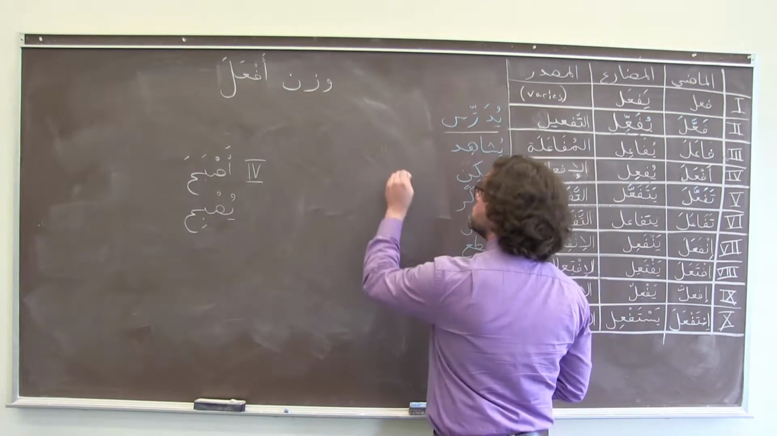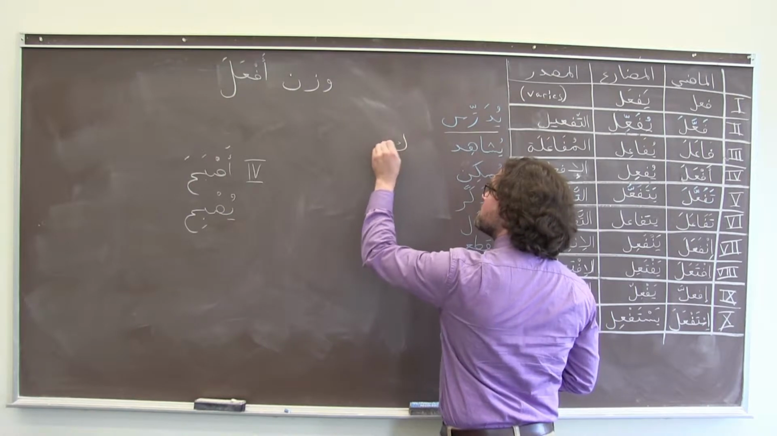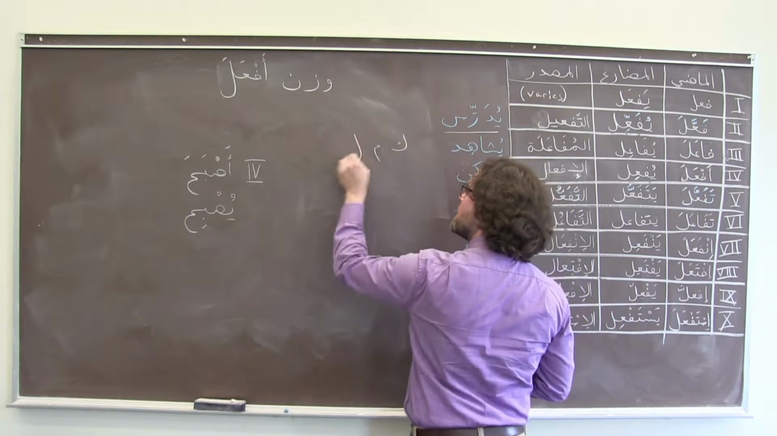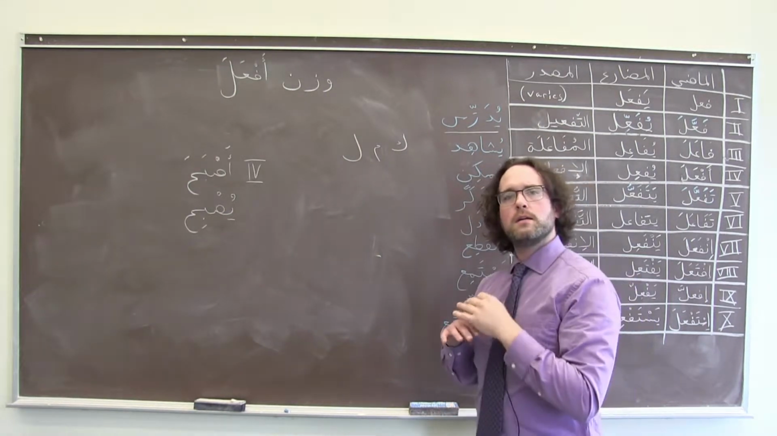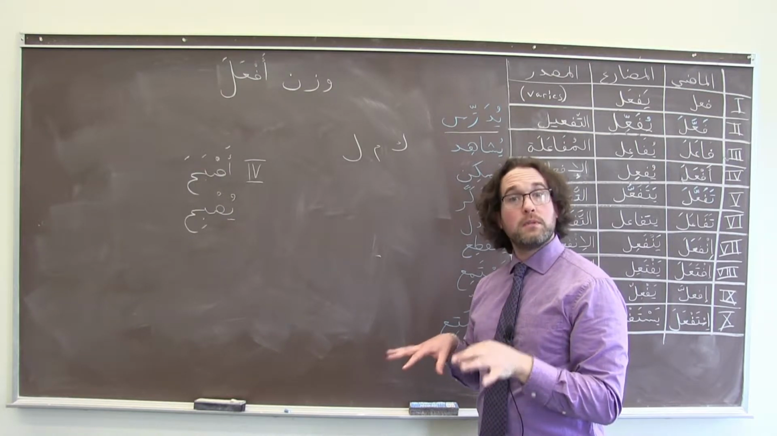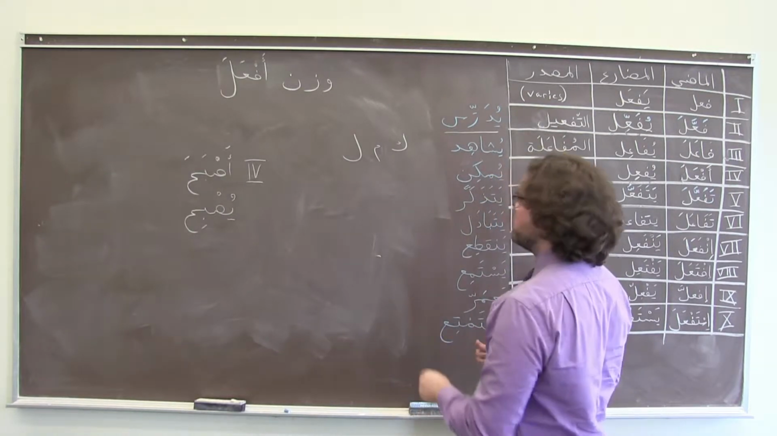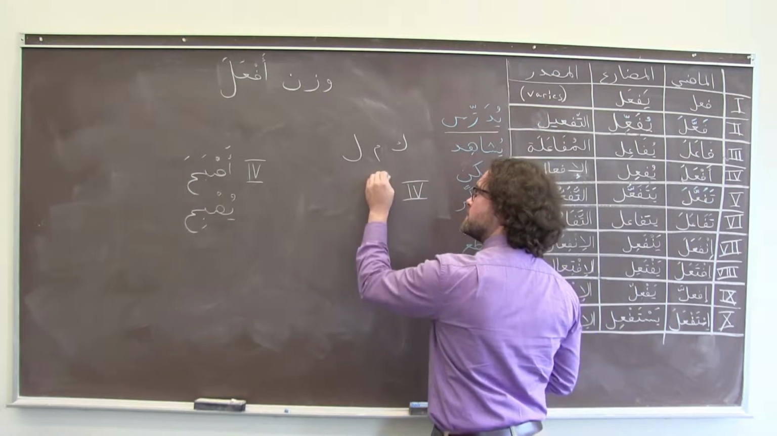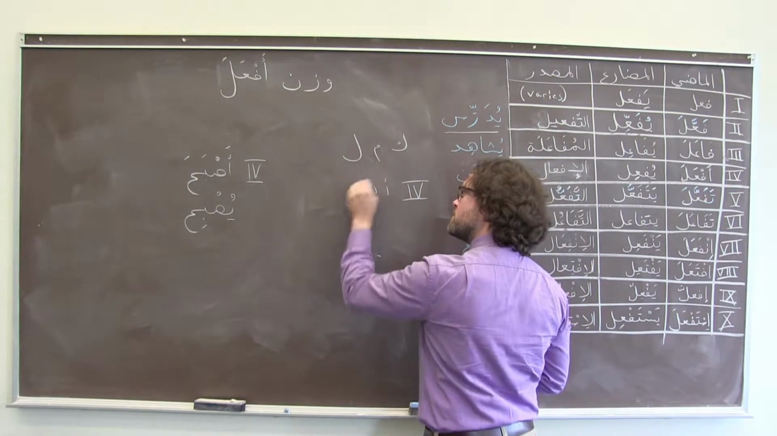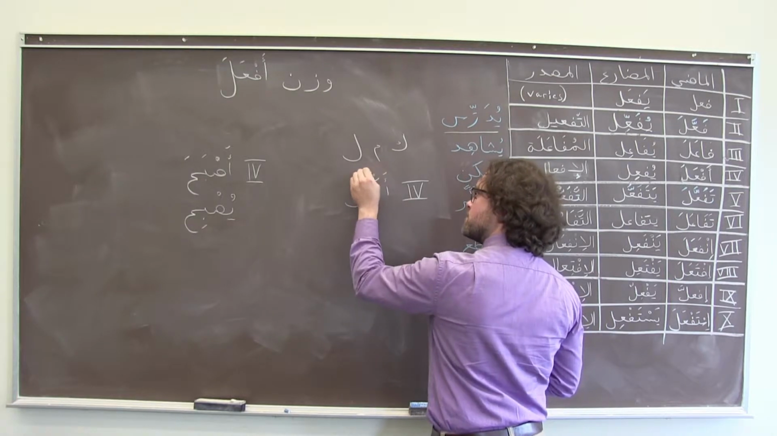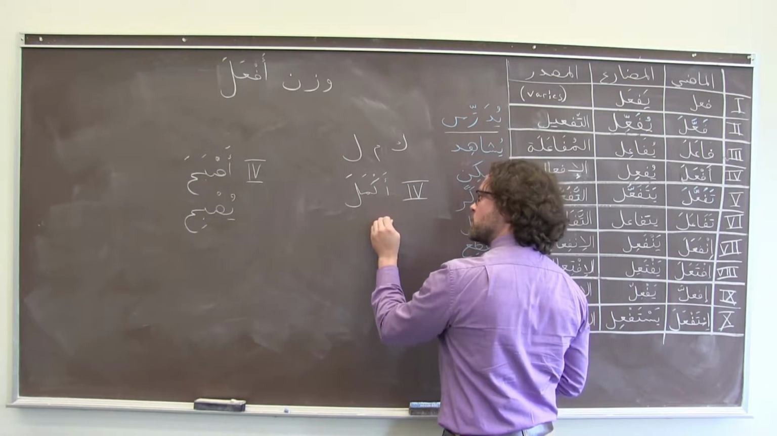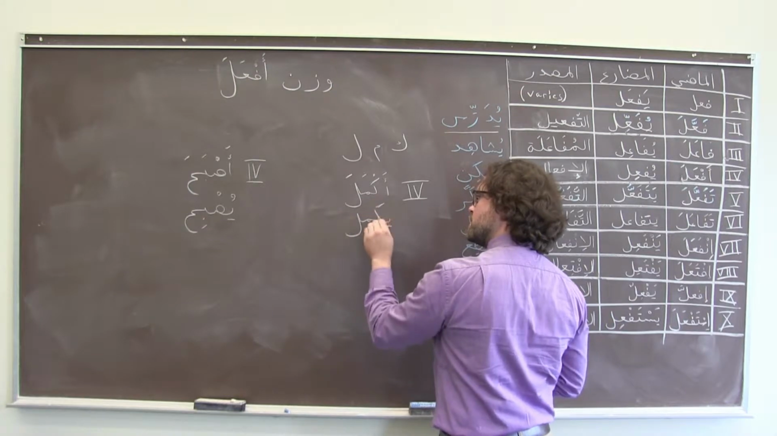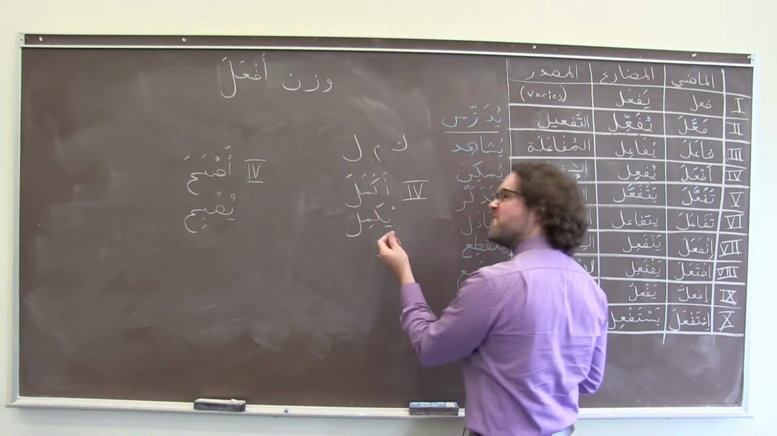We have a judr kaf, mim, lam that has to do with being finished or complete. And in form 4, we have a very handy verb. In the past tense, akmala. Present tense, yukmil, which means finish.